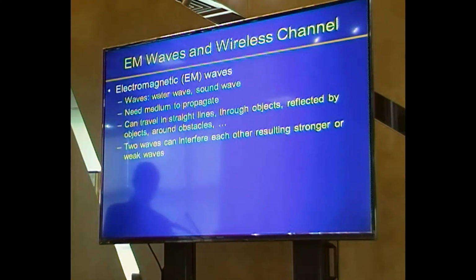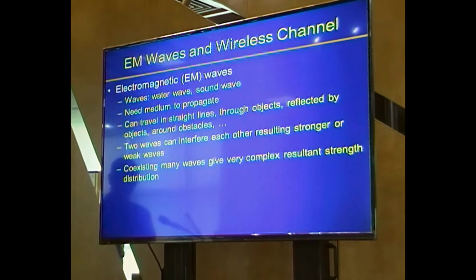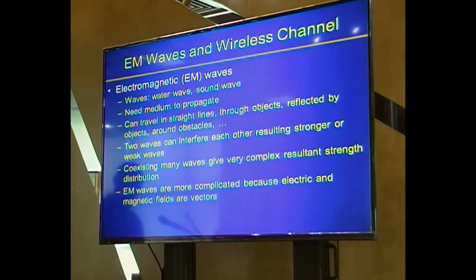Electromagnetic waves do the same thing. In this room, there are probably many waves going on, although we don't know. At least everyone's cellular phone will emit some signal, even in a sleeping state. So there are a lot of waves in this room, light waves, electromagnetic waves, of any kind of frequency, and they just interfere. That's a very important feature, and coexisting waves can give a very complicated resultant strength distribution. If many waves act together, some add together strongly, some add together destructively, so it's a very complicated structure in the final state. And electromagnetic waves are complicated because the electric and magnetic fields are all vectors. A sound wave is simpler, but electromagnetic waves are more complicated.